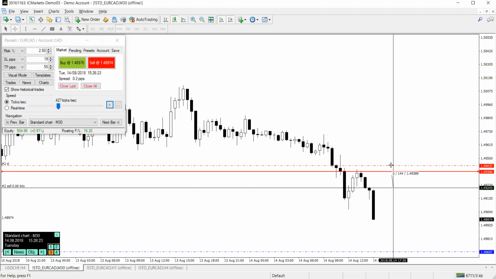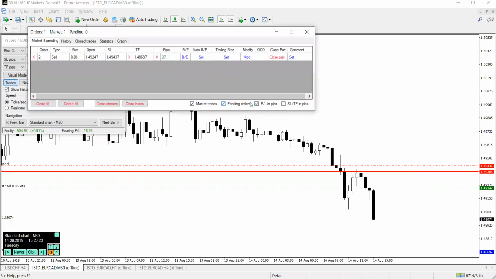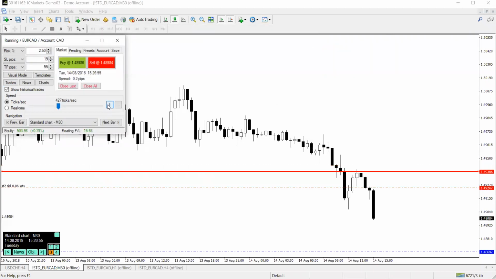Now, my aim with this is to go break even as soon as possible. So this is 19 and 19. This trade is now 27 pips at break even, and that's it. No emotions attached. We just play it and let it run.